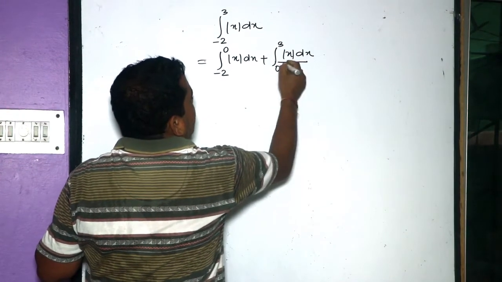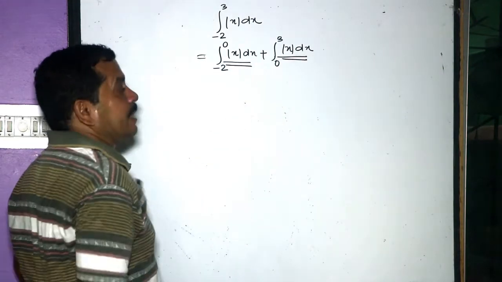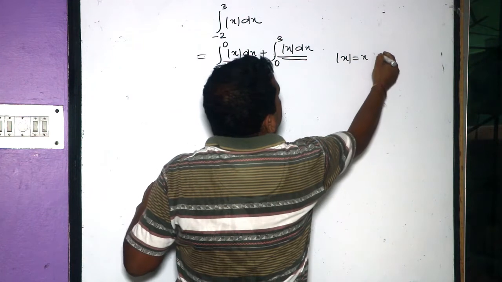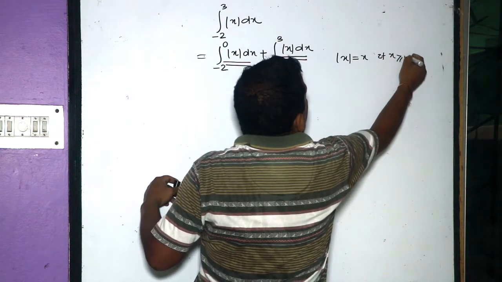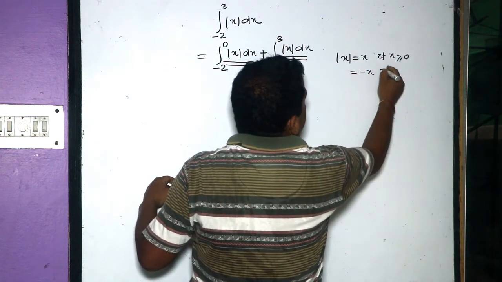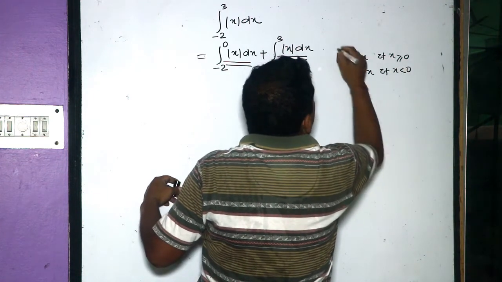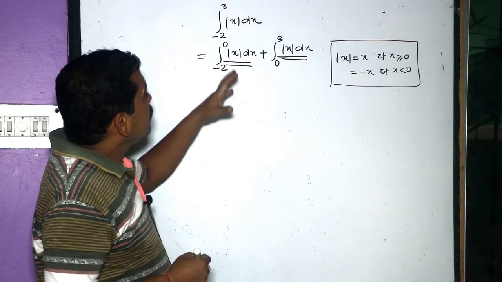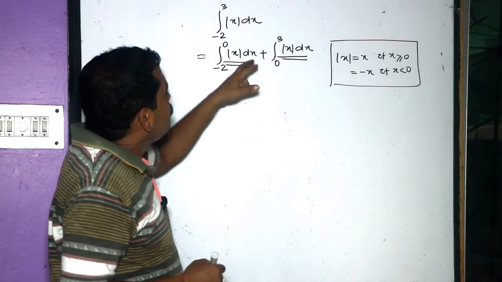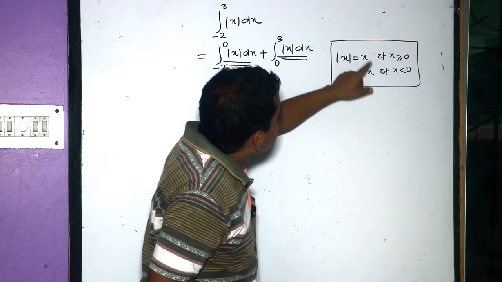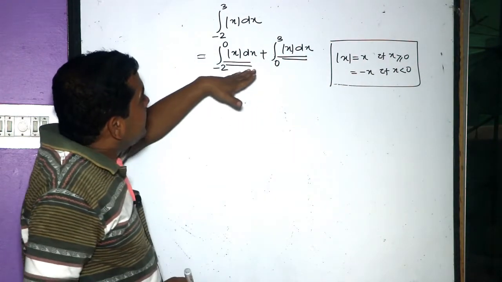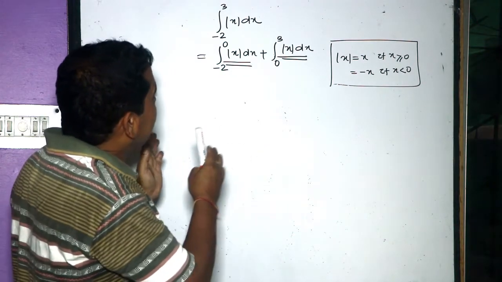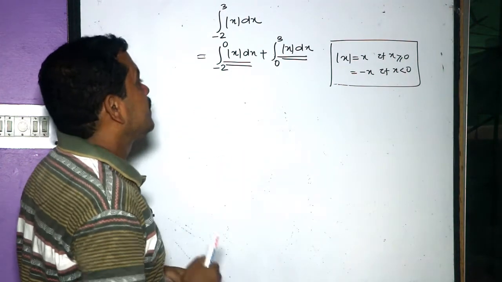One is the positive side and the other is the negative side, because we know that |x| equals x if x is greater than or equal to 0, and -x if x is less than 0. That is the definition of the modulus function. Without taking the sign change, we cannot integrate directly. So first you divide the interval into positive and negative sides.